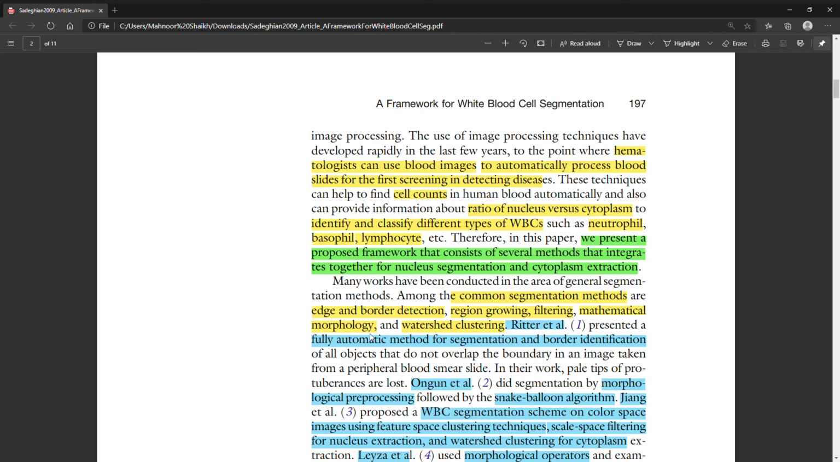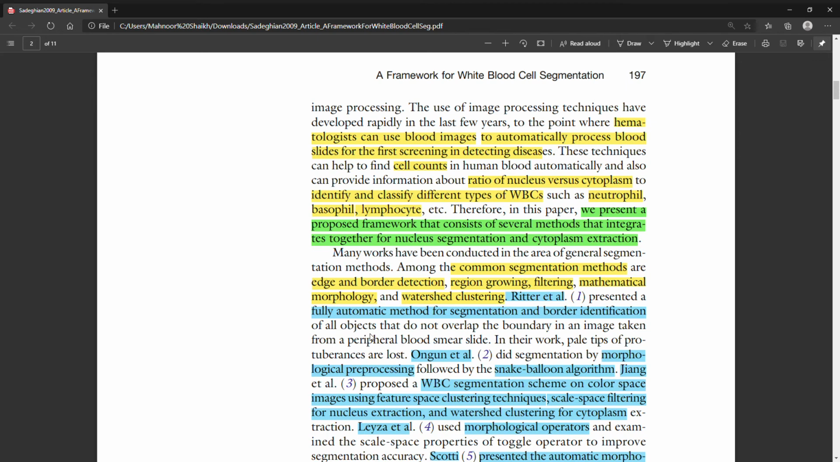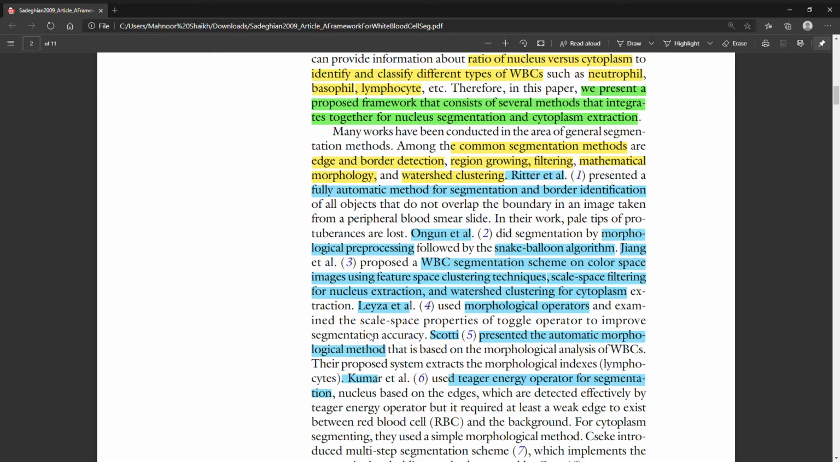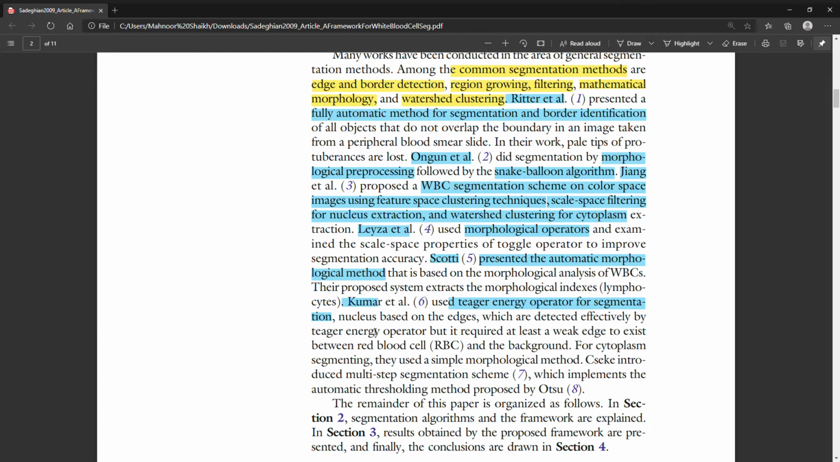Some common segmentation methods are edge and border detection, region growing, filtering, mathematical morphology, watershed clustering. And a lot of people have used these methods in their studies. Like Ritter et al. had used fully automatic method for segmentation and border identification. Ongen had used morphological pre-processing, snake algorithm. Jiang has proposed white blood cell segmentation scheme on color space images using feature space clustering techniques, scale space filtering for nucleus extraction, and watershed clustering for cytoplasm extraction. Similarly, Lazia et al. had used morphological operators, and Scotty had presented the automatic morphological method. And finally, Kumar had used a Teager energy operator for segmentation.